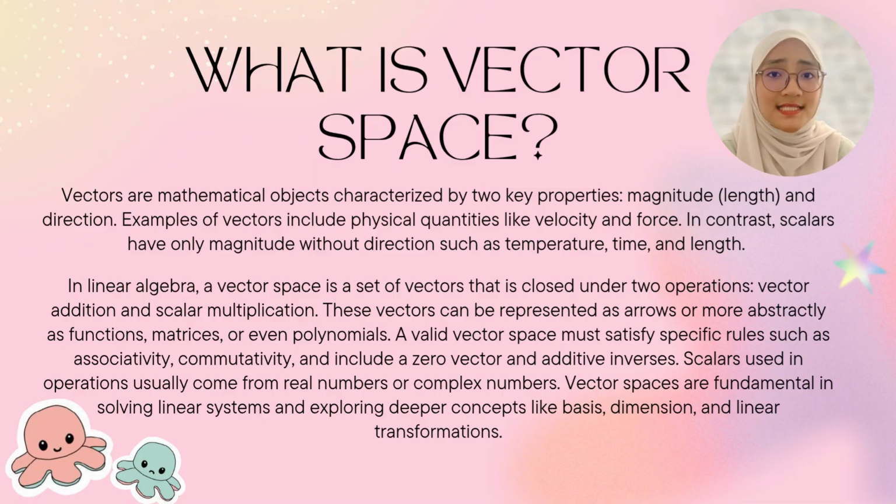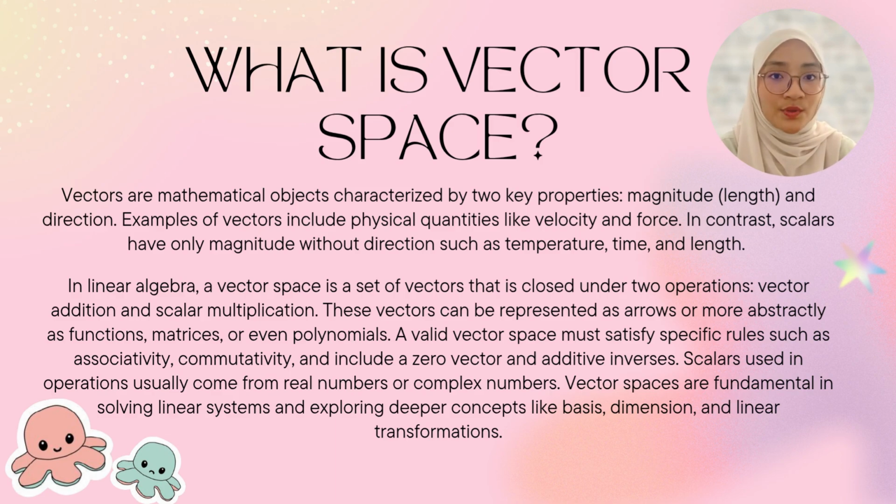Today we are going to explain the topic of vector space. Vectors are mathematical objects characterized by two key properties: magnitude, or length, and direction. For example, vectors include physical quantities like velocity and force. In contrast, scalars have only magnitude without direction, such as temperature, time and length.